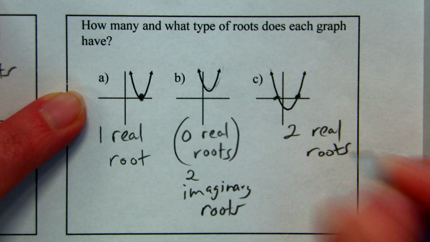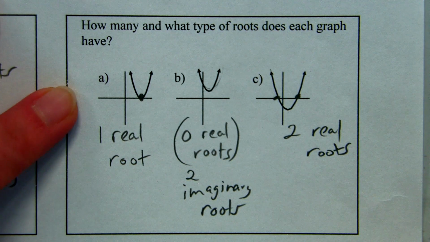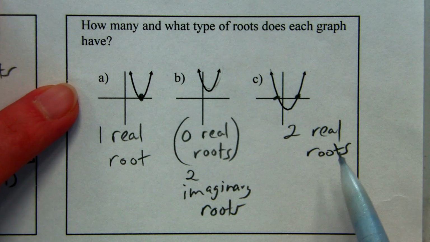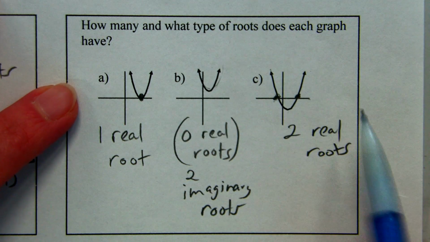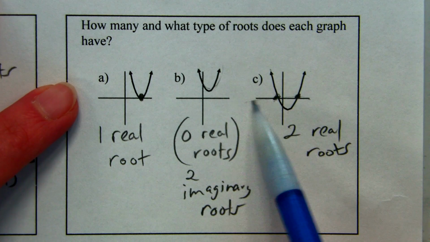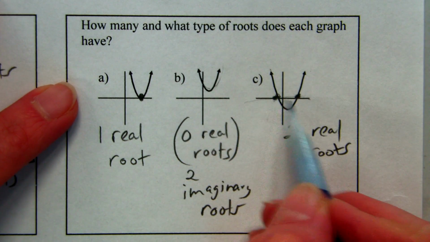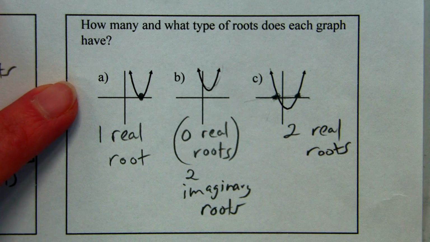So on the assignment, it's going to give you a graph, and it's going to say, draw a graph of a quadratic function that has 2 real roots. You can draw it pretty much however you want, as long as it goes through the x-axis twice. You could flip it over, you could move it left or right, it doesn't matter. As long as it has those 2 x-intercepts, that gives you 2 roots.